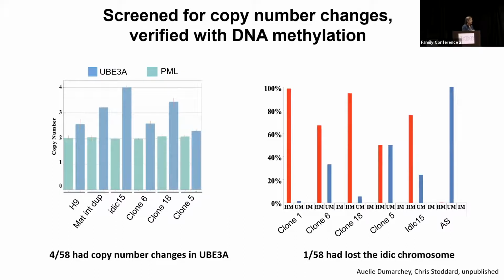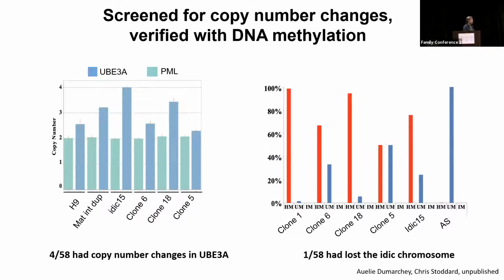And thankfully, we had controls because we'd made these cell lines. We have H9 as a neurotypical cell line. We had a maternal interstitial dupe that had 3 copies of UBE3A, and we had idic 15 with 4 copies of UBE3A that allowed us to ask how many copies did our clones have. Our clone 5, and clone just means one cell that we captured that had these mutations. So clone 5 and clone 6 here have a pretty substantial reduction of UBE3A.